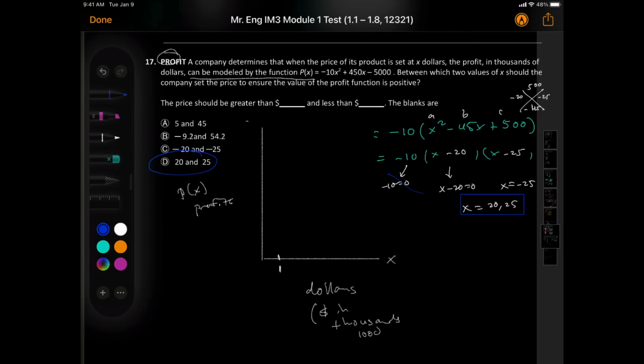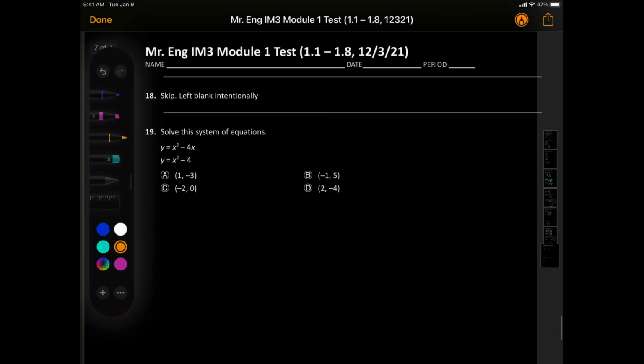Now, if you think about this problem, you have a y-intercept of -5,000. The graph's going to go, let's say, 20 and 25. And if you put it in the graphing calculator, you'll see that it's only above the x-axis that it's profitable. Number 18, skip, left blank intentionally.